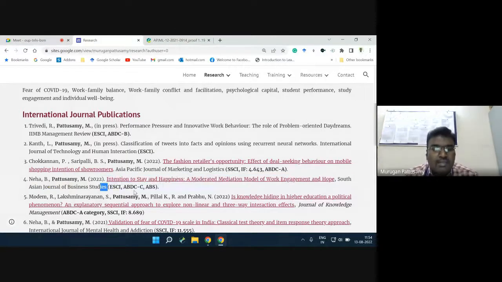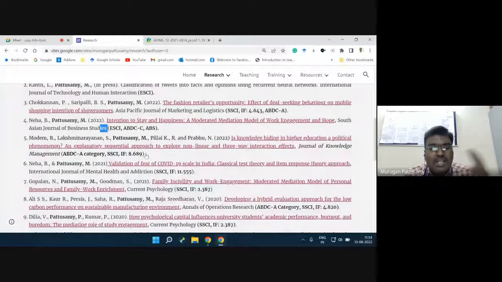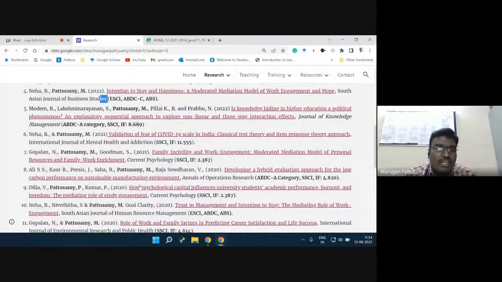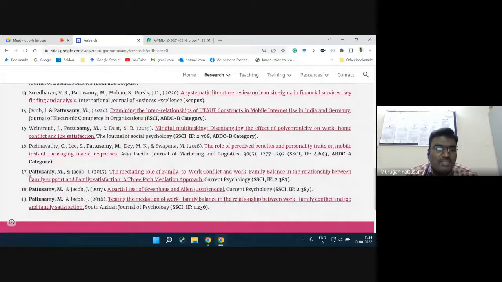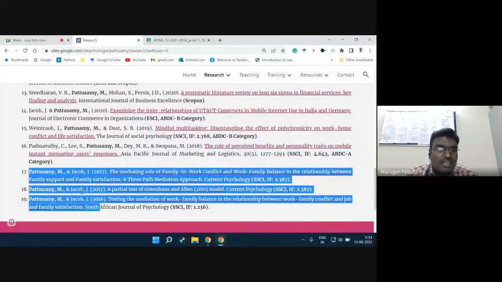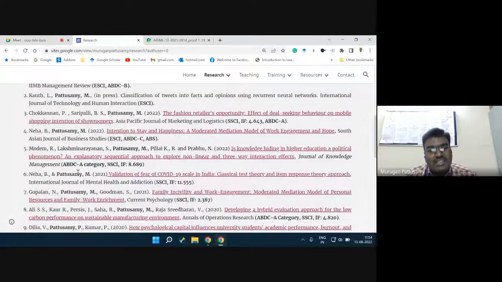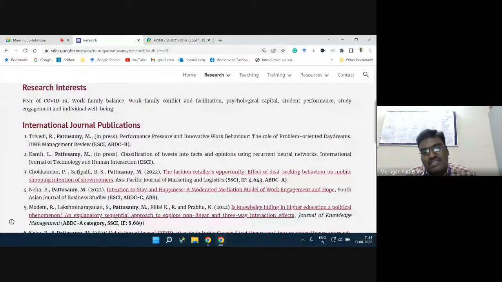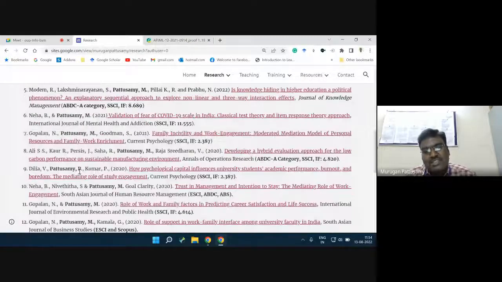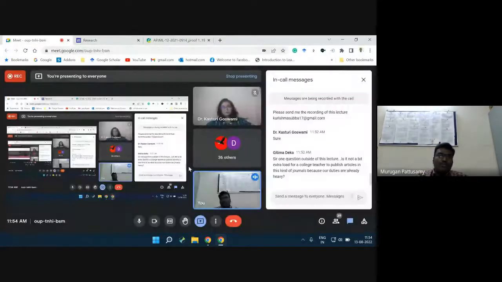Not A category, C category only, as far as the ABDC ranking is concerned. So I got another kitty in my CV. Similarly for everything, if you look at, except these three papers, only in these three papers I was the first author. In all other cases, I may be acting as second author, or third author, in some cases final author, and so on. So what I'm trying to show you here is the evidence of collaboration.